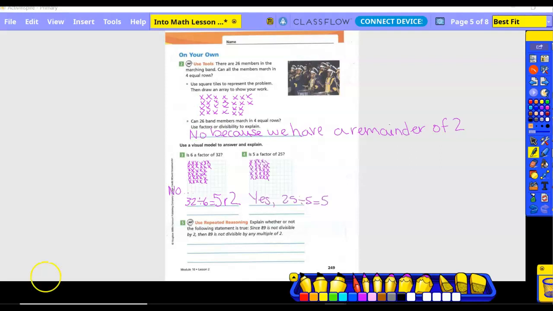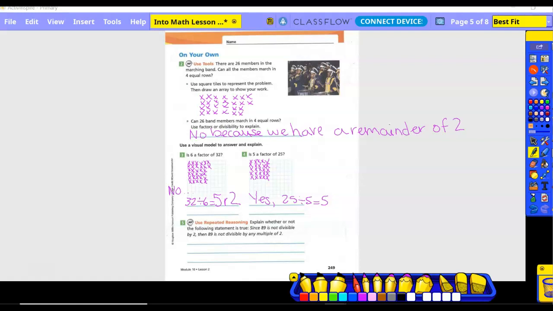Okay? Number 4. Okay, so we had our 25 X's. We put them in the 5 rows. And then we said, yes, 5 would be a factor of 25 because if you take 25 divided by 5, you get 5 with no remainder. You get an even number.